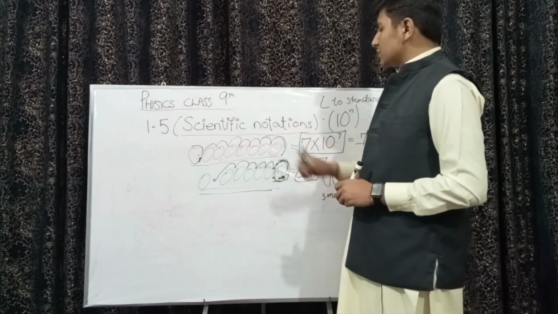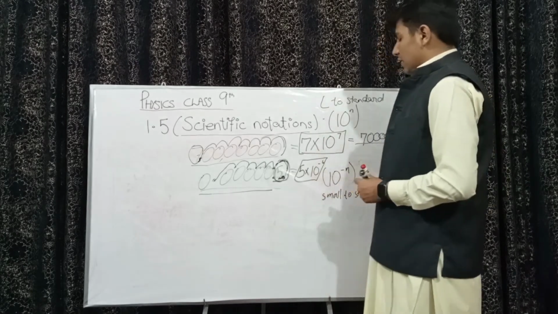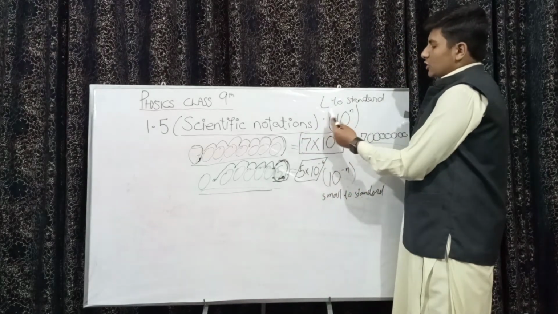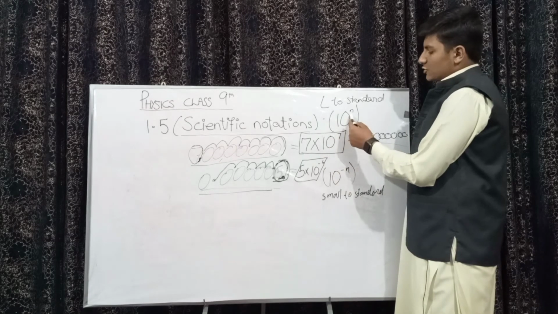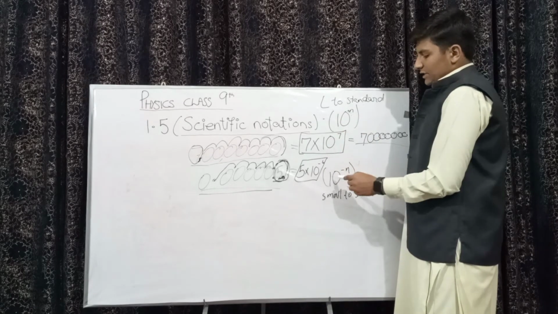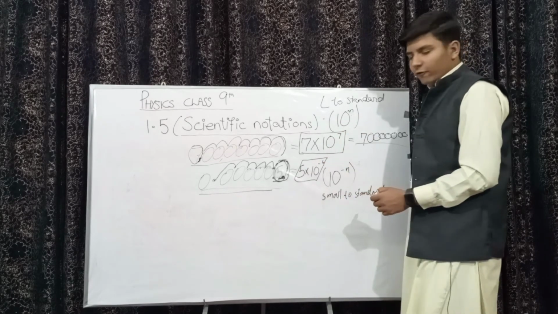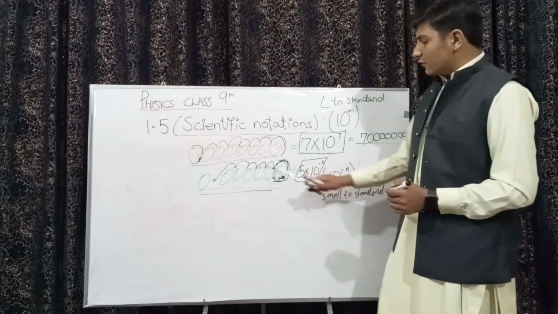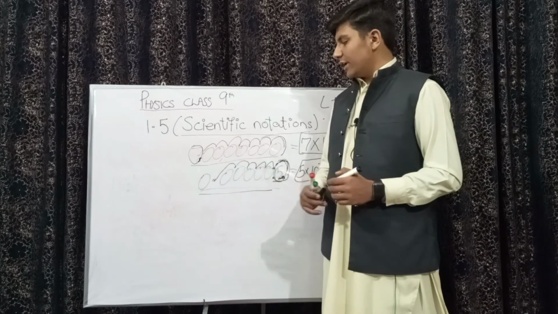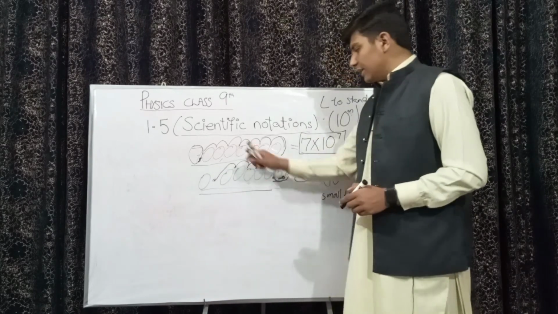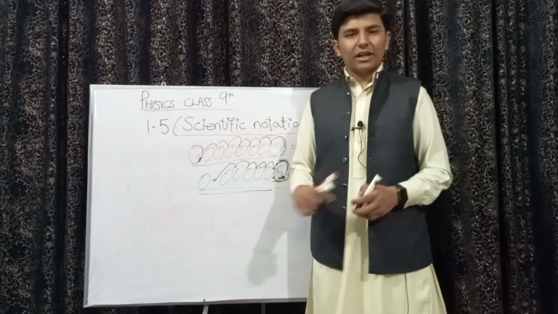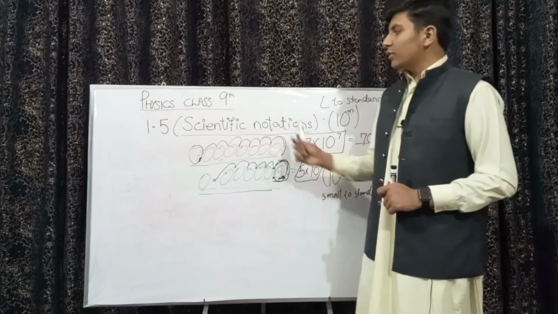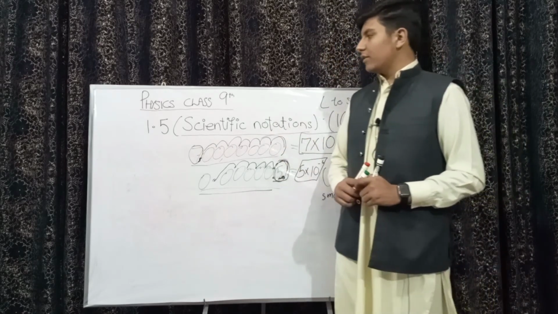This was the concept of scientific notation. In changing a large quantity to standard form, we'll use 10 raised to power n, positive. In changing very small quantities into standard form, we'll use 10 raised to power minus n, with a minus sign, because we are shifting the decimal in the direction of the zeros, while in the other case we shift it in the opposite direction of the zeros. This was scientific notation, topic 1.5 of Physics Class 9.